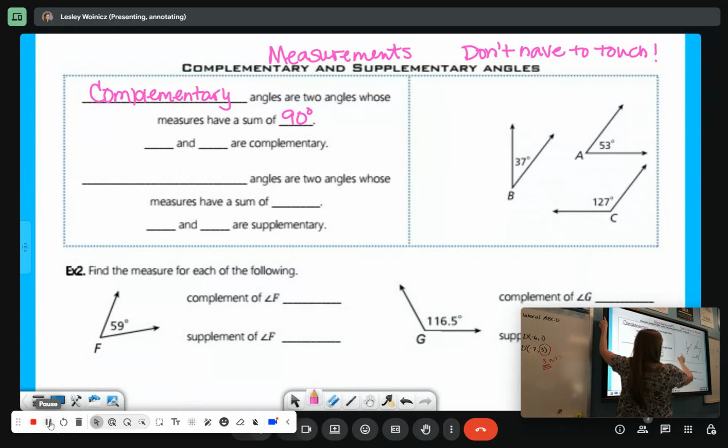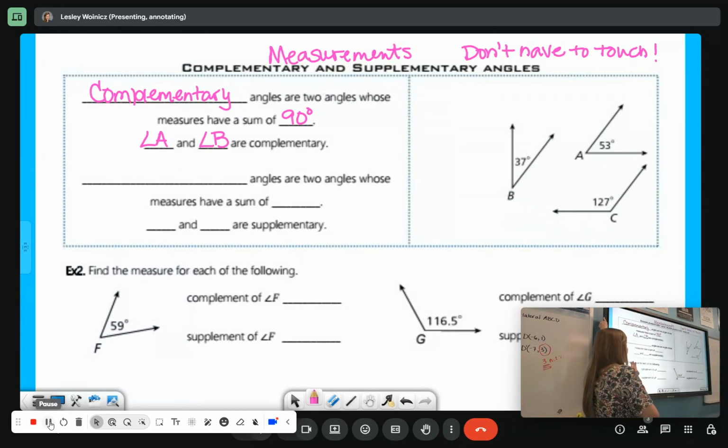Okay, so if I look at these three, can you give me an angle pair that adds up to 90 degrees? A and B. So angle A and angle B are complementary. I'm a little worried about the adding right now. It's okay.